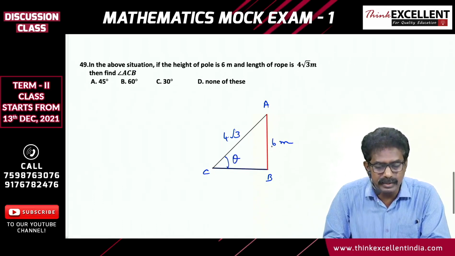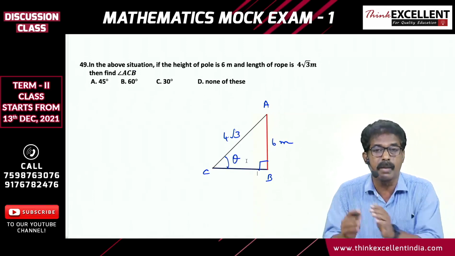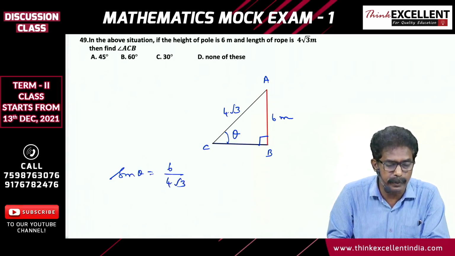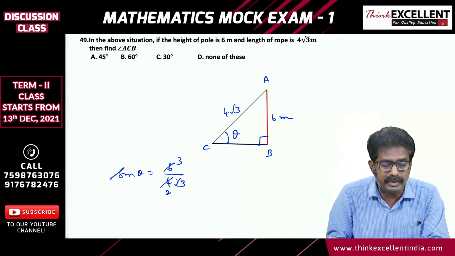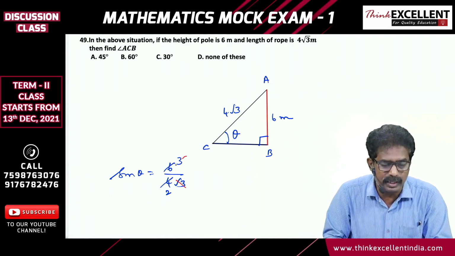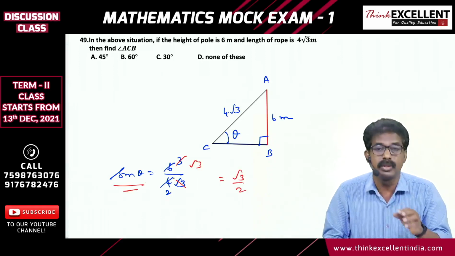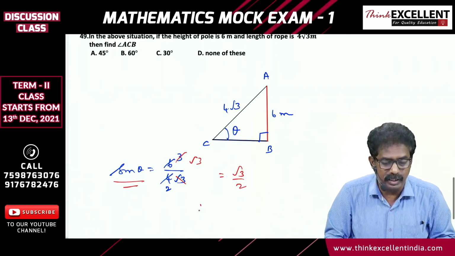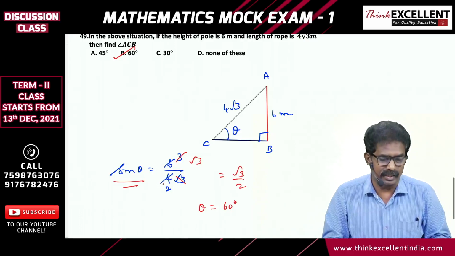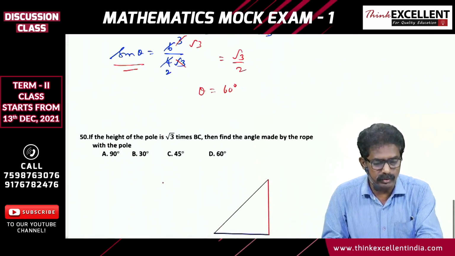So opposite side 6, hypotenuse. Opposite and hypotenuse, it is what? Sine. So find sine theta. Sine theta is equal to 6 by 4 root 3. Cancel by 2 tables. Root 3 and 3 you can cancel, right? Because 3 can be written as root 3 into root 3. So cancel root 3. You are getting root 3 by 2. Sine theta is root 3 by 2. Sine, which angle is root 3 by 2? 60 degree. So that angle is 60 degree, right? That is 49.